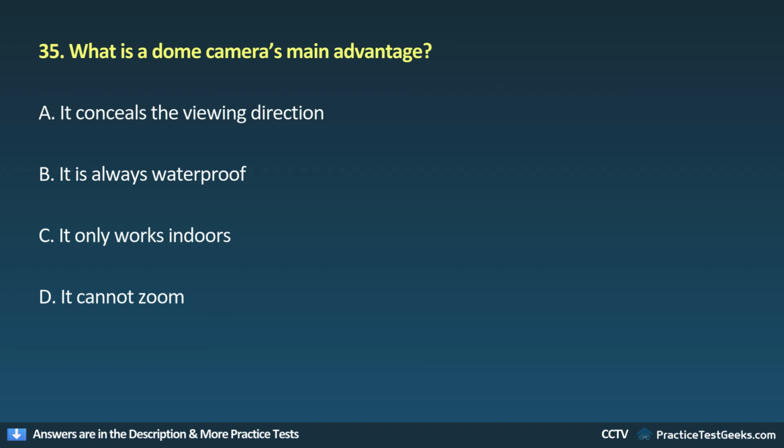35. What is a dome camera's main advantage? A. It conceals the viewing direction. B. It is always waterproof. C. It only works indoors. D. It cannot zoom.